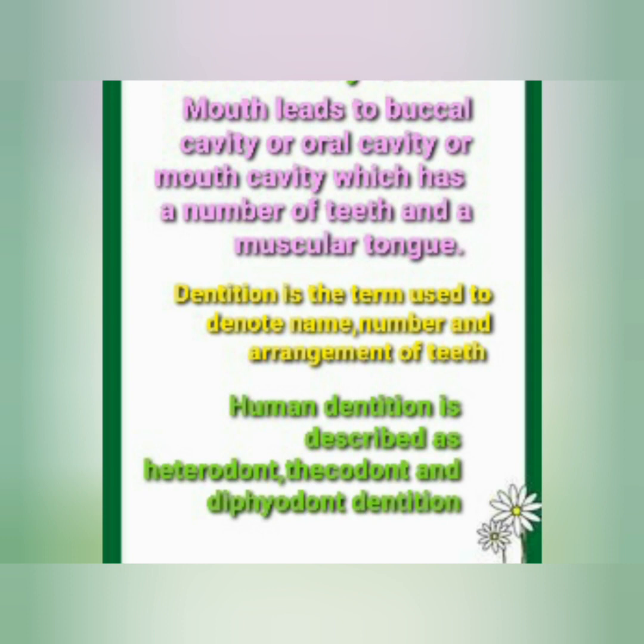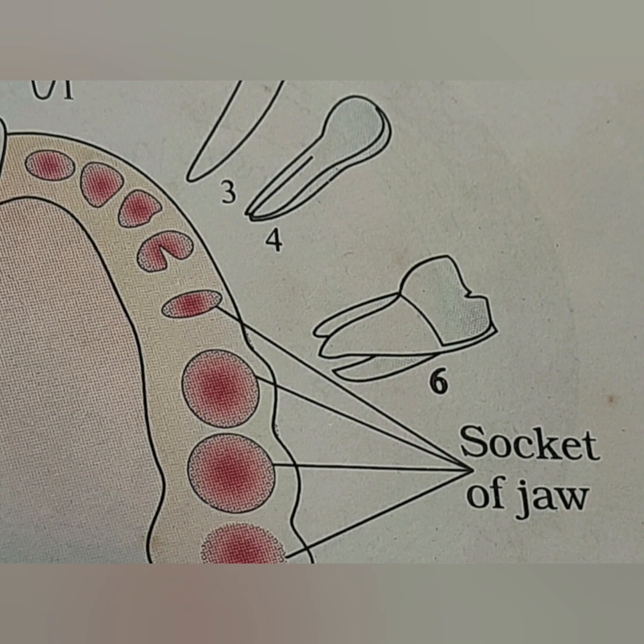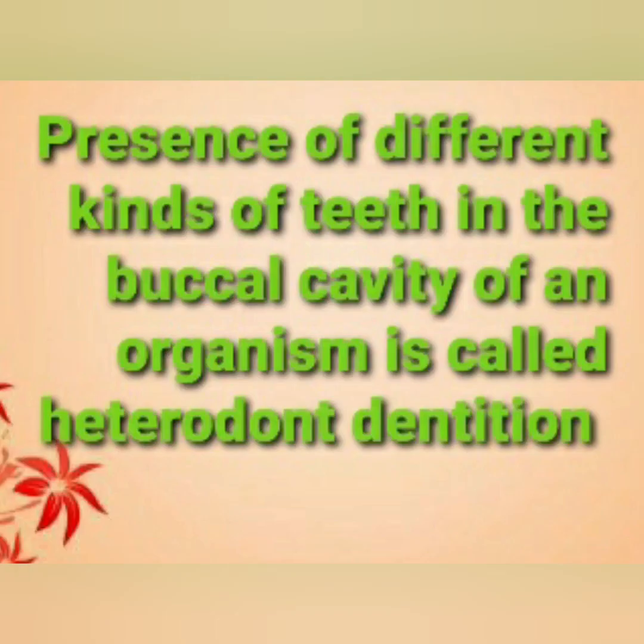Let us learn one by one. Each tooth is embedded in a socket of jawbone and this type of dentition is called thecodont dentition. Theca means cavity. Here you can see the socket of jaw and a different type of teeth also. Presence of different kinds of teeth in the buccal cavity of an organism is called heterodont dentition.